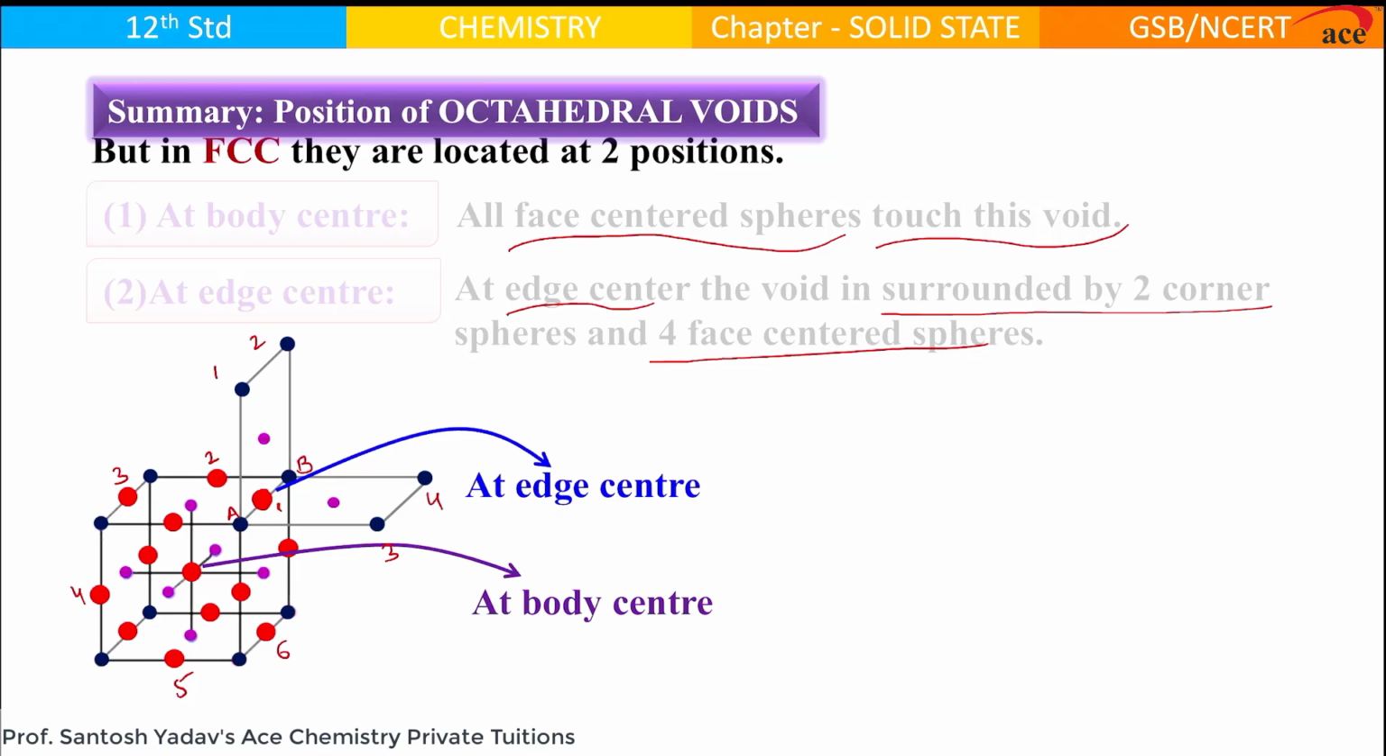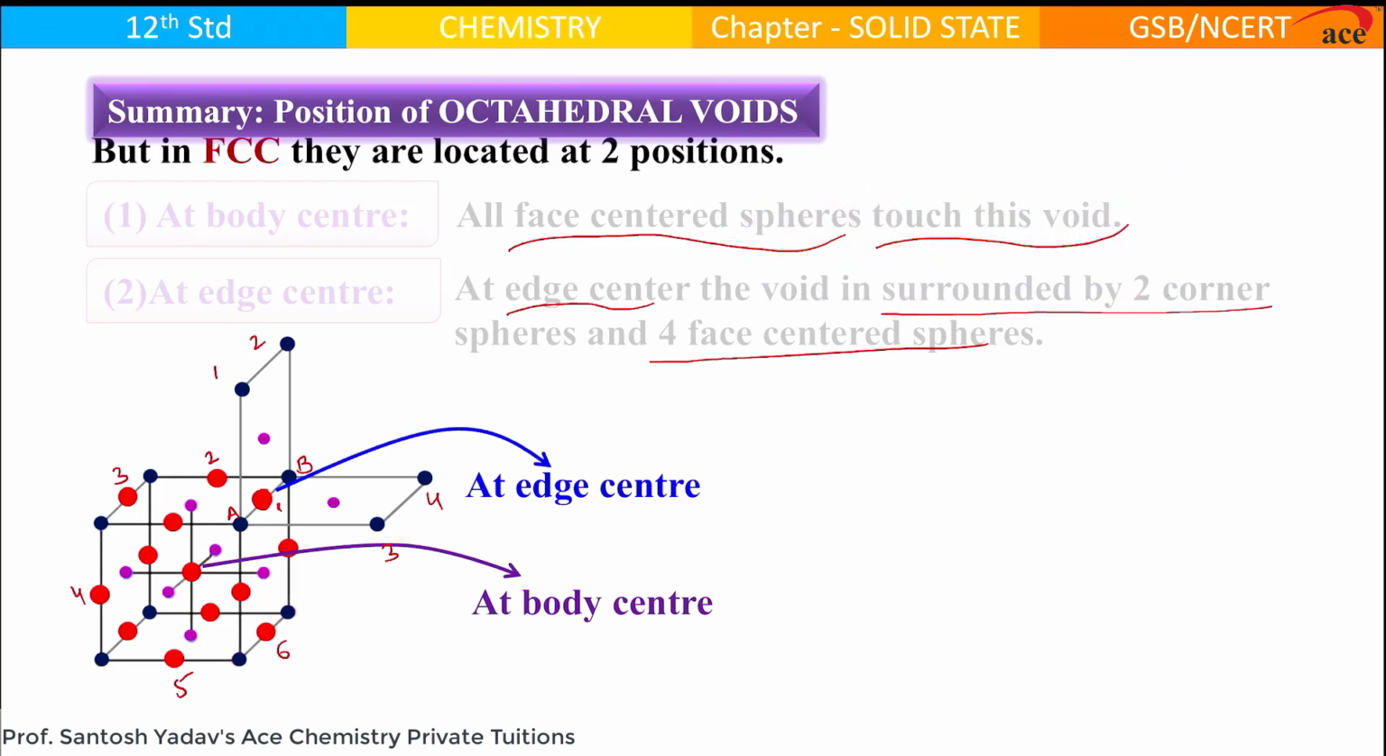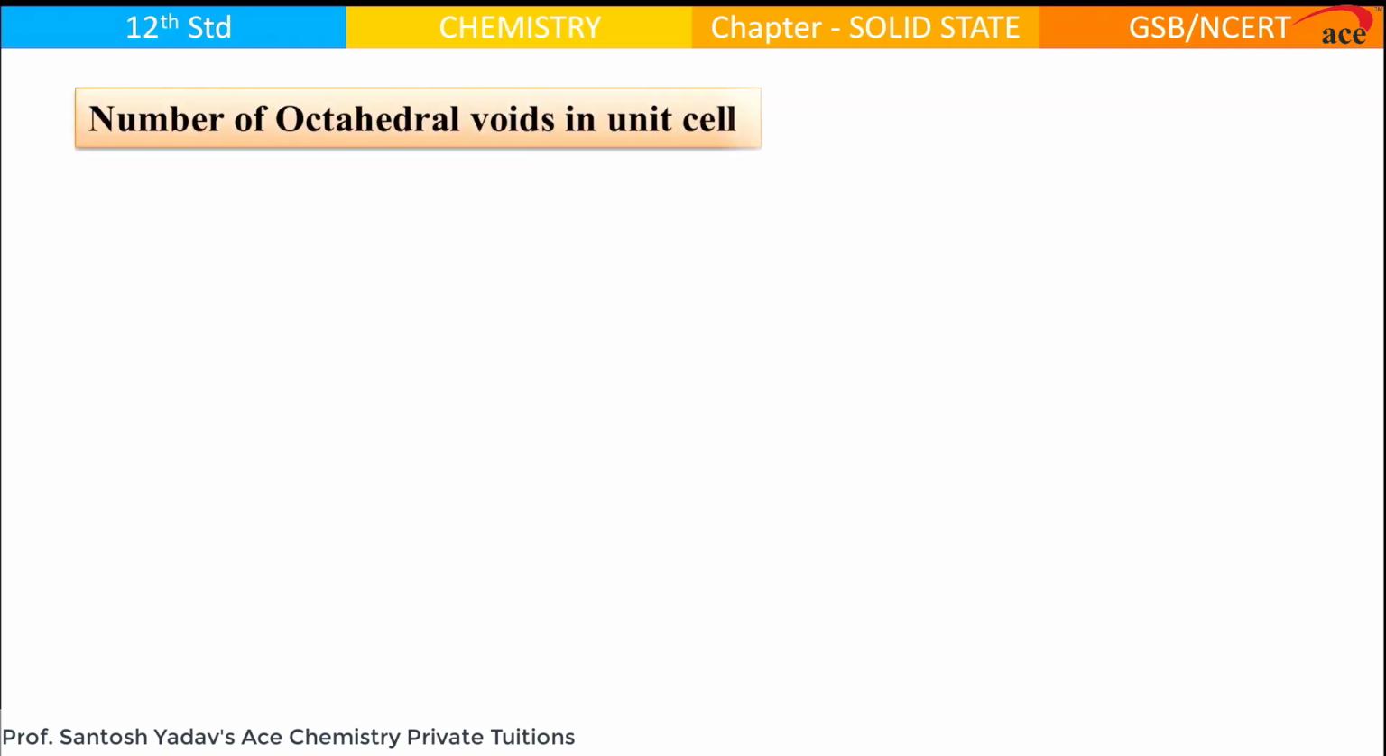Body center is also an octahedral void, and we know body center is present inside the cell and is not shared by anyone. Void at the body center will be completely inside and therefore not shared. Again, our question is, where is octahedral void? It is at body center and edge center. Body center is not shared with any unit cell and edge center is shared by 4 unit cells.